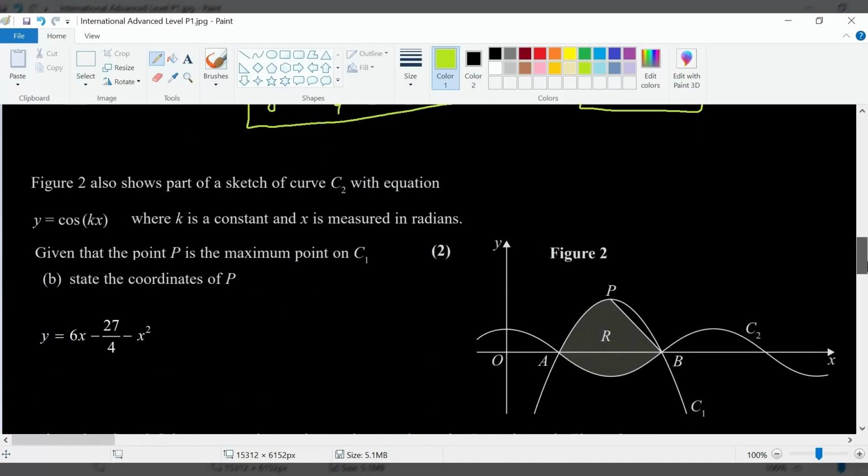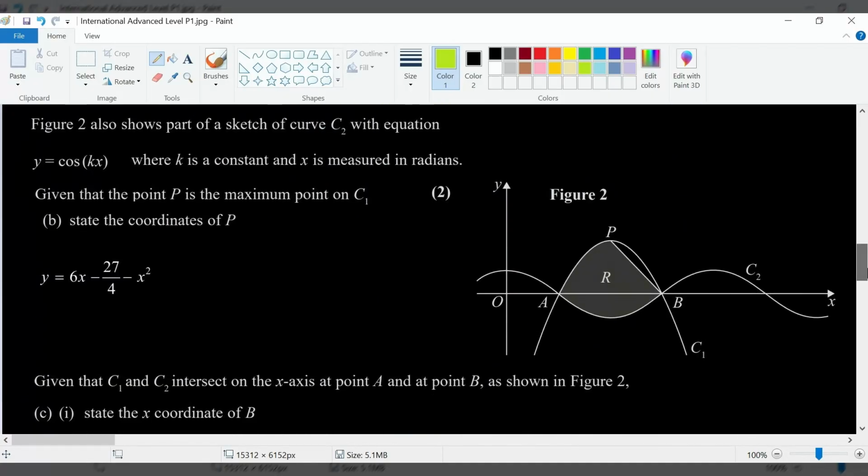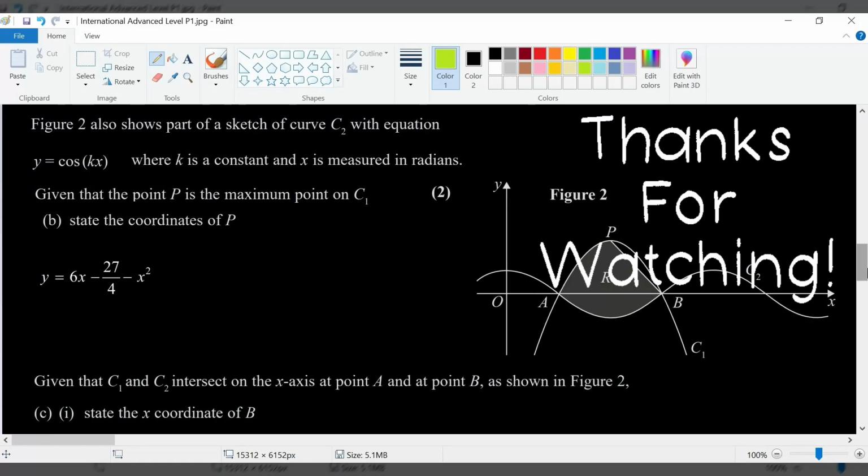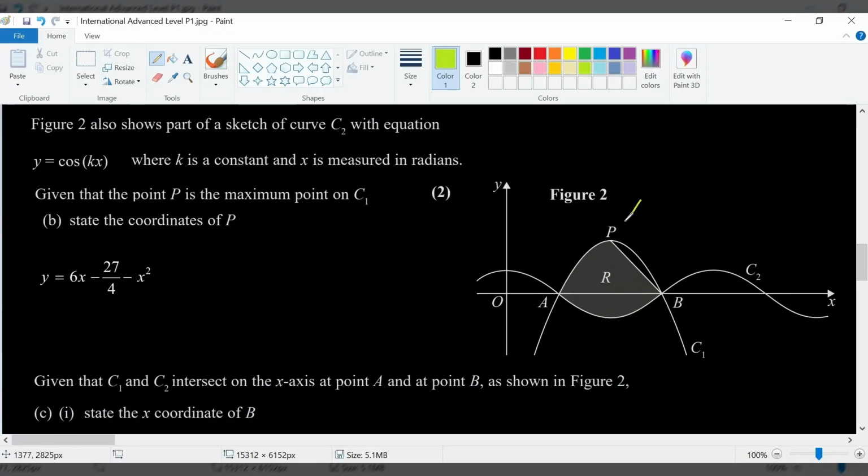Now comes question number 2, part 2 of this one. It says figure 2 also shows part of the sketch of C2, which is curve 2, with equation y equals cos of kx, where k is a constant and x is measured in radians. Now as you must know very well, this point is 9 over 4, as we have found out in the previous equation.